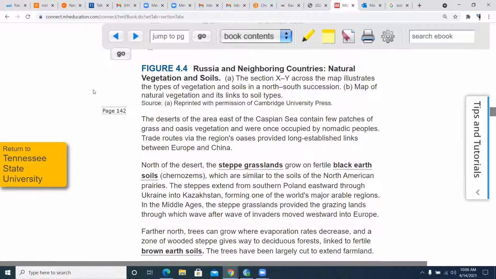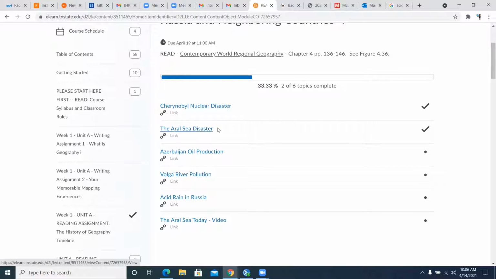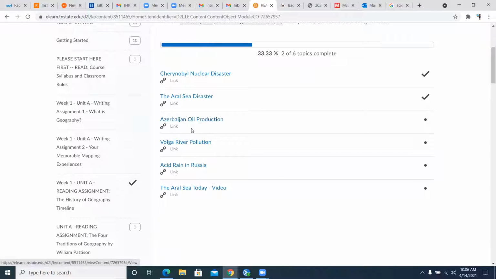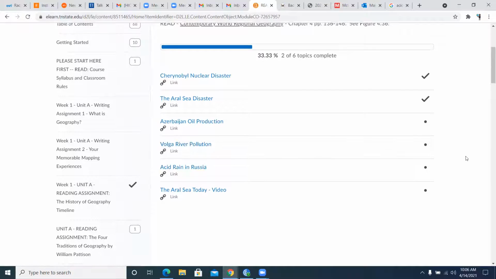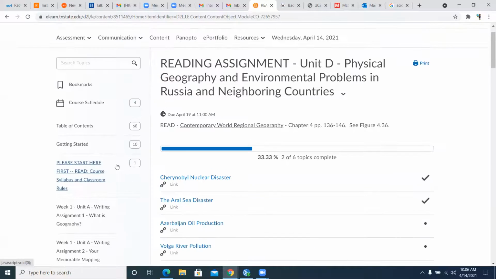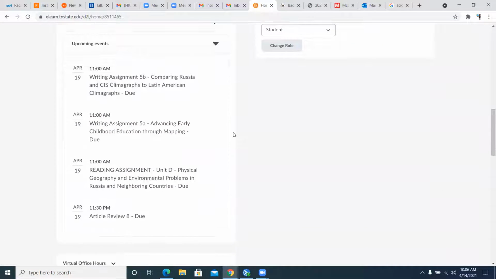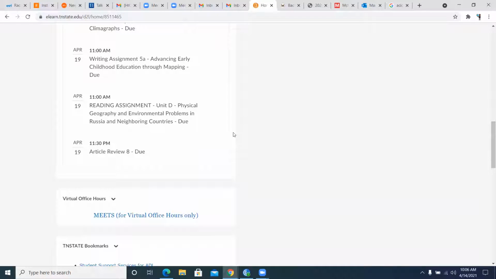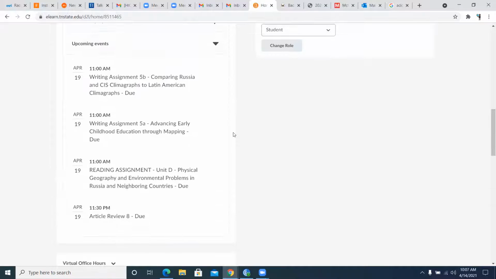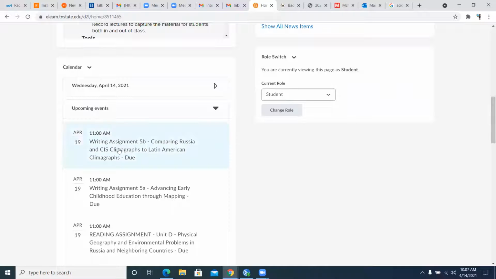So let's go back to the reading assignment. We have the Aral Sea disaster there, oil production in Azerbaijan as a case study, acid rain, water pollution. So we've pretty much covered the physical geography and environmental problems in Russia and neighboring countries. And so as it relates to your current assignments, you should just be aware of some of the information that's been covered in the last couple of days, especially with regard to writing assignment 5B.